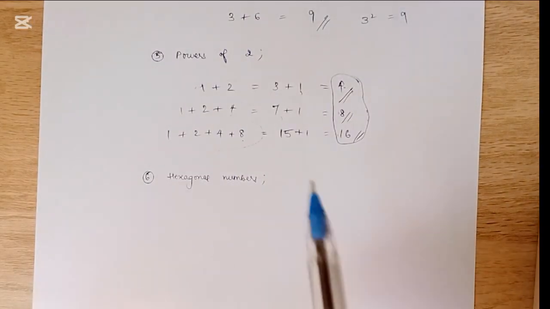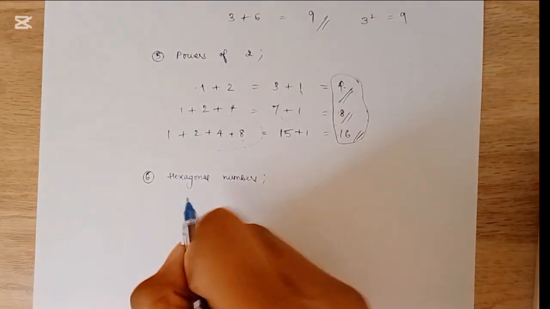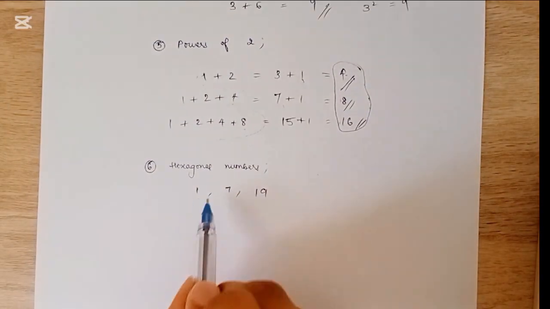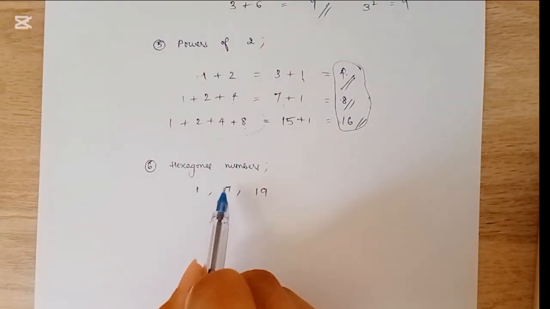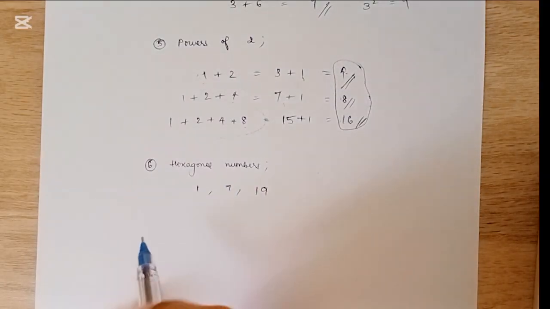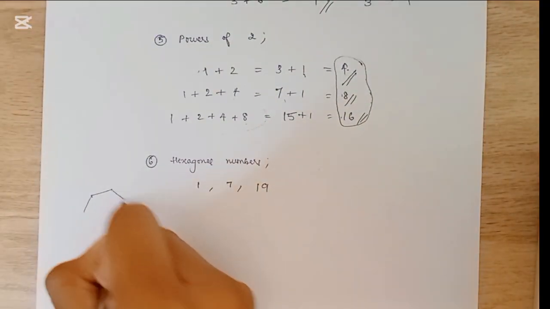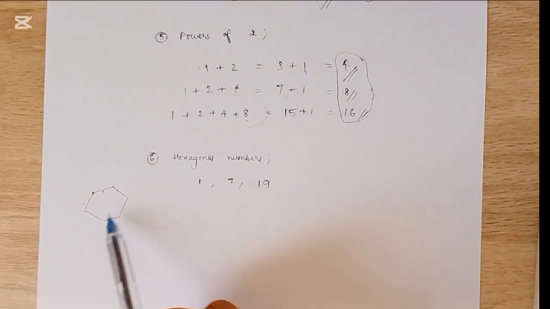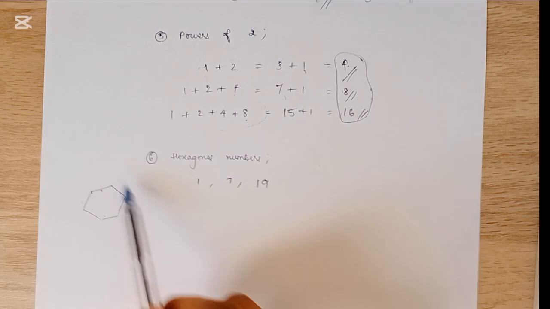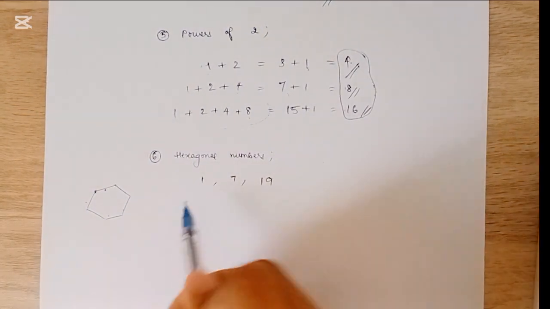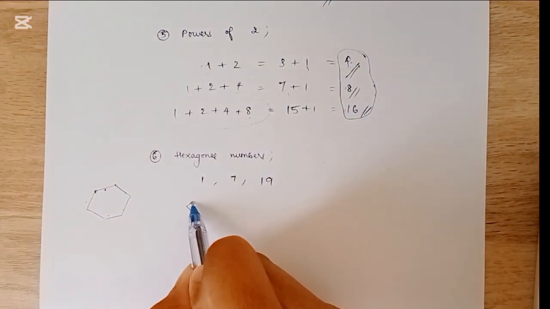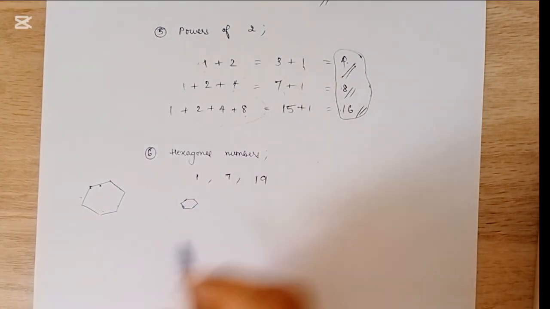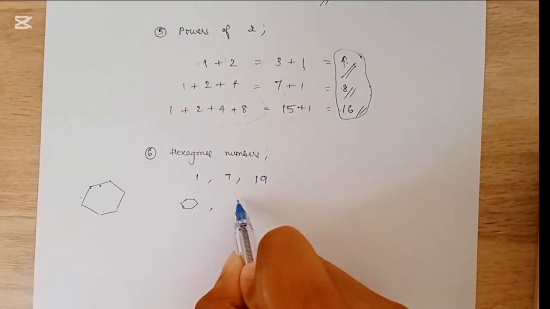Next is hexagonal numbers. So what are hexagonal numbers? That is 1, 7, 19, etc. Whenever you arrange these numbers, you'll get a hexagon. You know what the shape of a hexagon is? It's like this. This is a hexagon. 1, 2, 3, 4, 5, 6. A 6-sided polygon is a hexagon. Now you look over here. One dot can make a hexagon, right? As always, like square and triangle, one digit can make a hexagon.